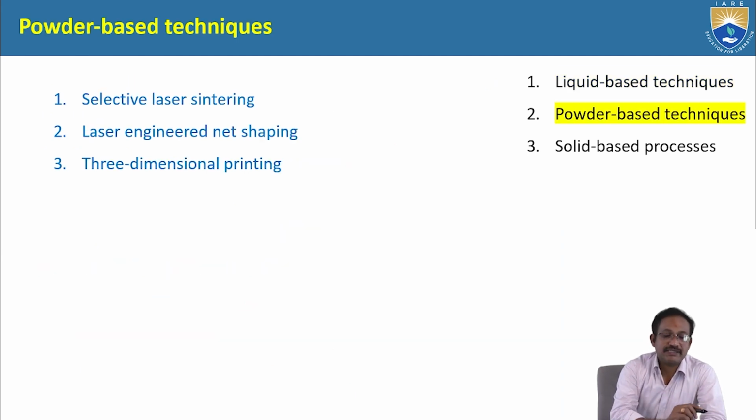Second, powder based techniques. The first one is selective laser sintering, SLS. Then laser engineered net shaping, LENS. The third one is three-dimensional printing.